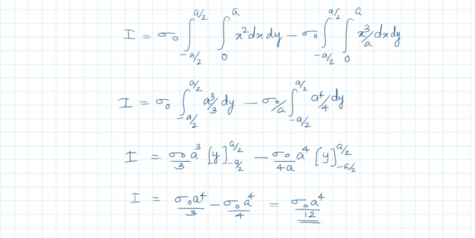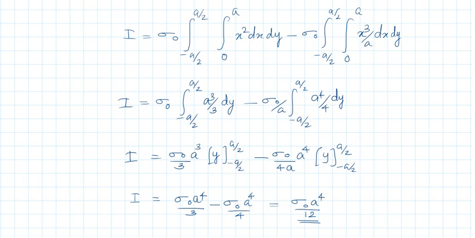In the second term, sigma 0 by a you can take outside. The integral of x cube dx is x raised to 4 by 4. Putting limits, that becomes a raised to 4 by 4. Then the integration over y. So sigma 0, a cube by 3 you can take outside. The integral of dy is y from minus a by 2 to a by 2. Sigma 0 by 4a into a raised to 4, and the integral of dy is y from minus a by 2 to a by 2.